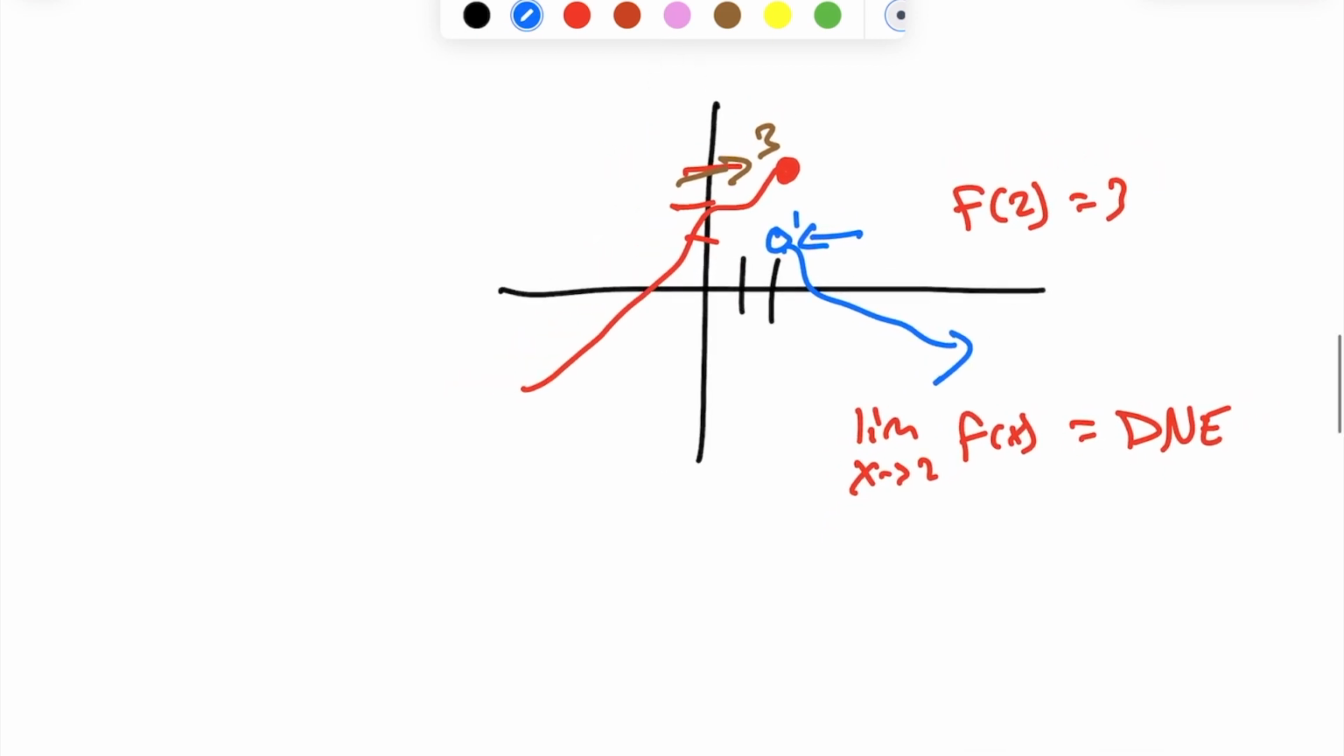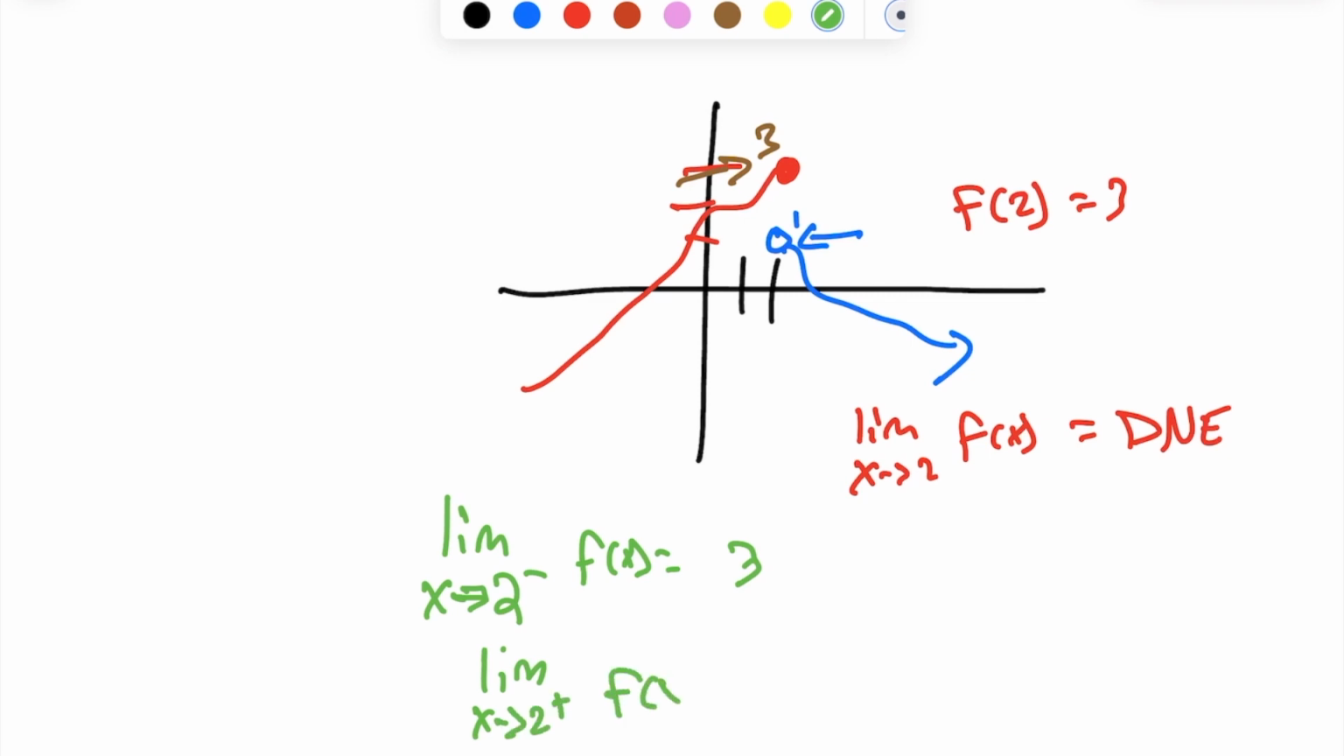But I could ask a different question. I could say, and watch this carefully, what's the limit as x approaches 2 from the left? See, that negative sign means from the left side. Well, of the function, and that's 3, because from the left side we come up to 3. Or I could ask it differently. I could say, what's the limit as x approaches 2 from the right side? See, that plus sign means from the right side of 2.